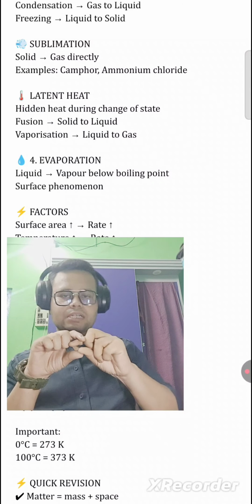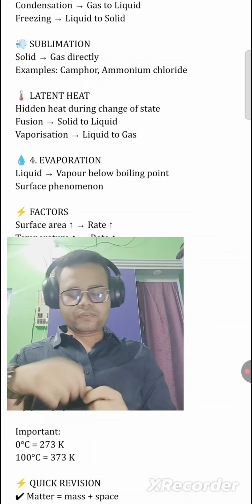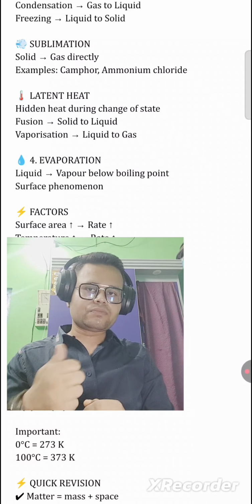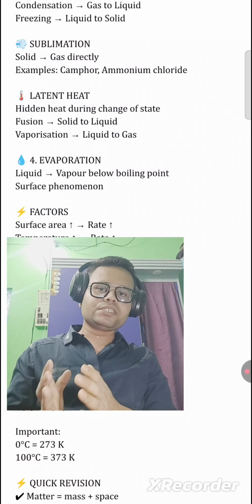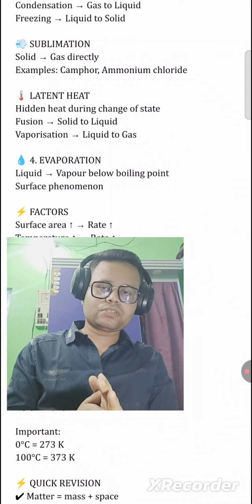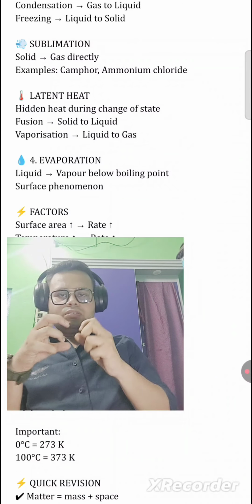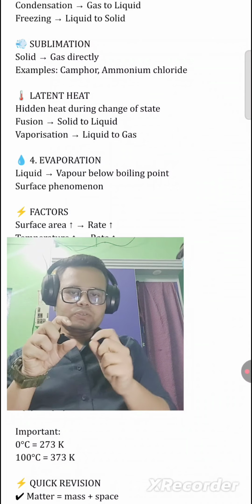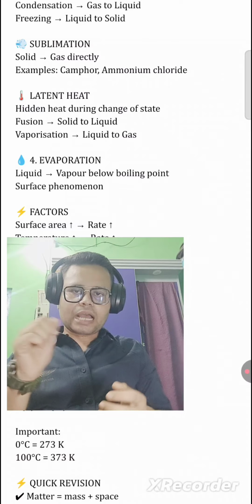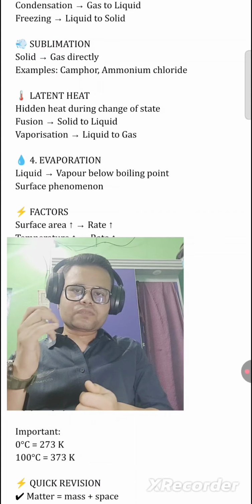So these come under sublimation. If you're talking about latent heat, what do we mean? The hidden heat during a change of state. Latent heat is the hidden heat in a change of state, and examples of it are fusion and evaporation.